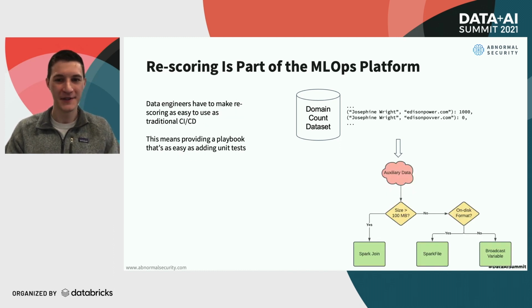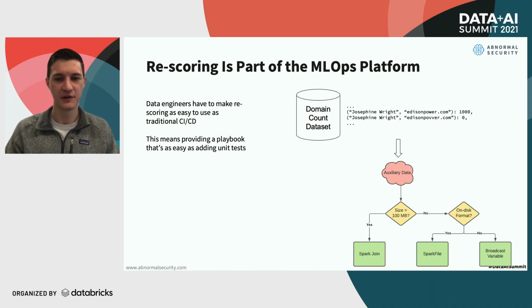And so what that means in practice is the data platform team really has to provide this very simple playbook for how to add new features to our rescoring system. And it should really be as simple as it would be to add a unit test in a traditional CI/CD system. So you see here, we have this flowchart. These are the different ways that you can join in new kinds of data.